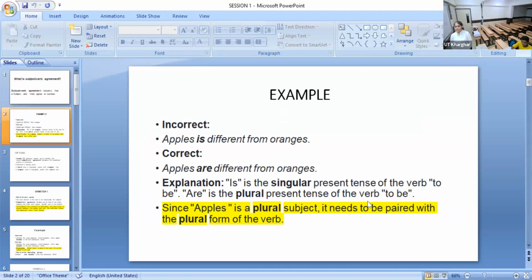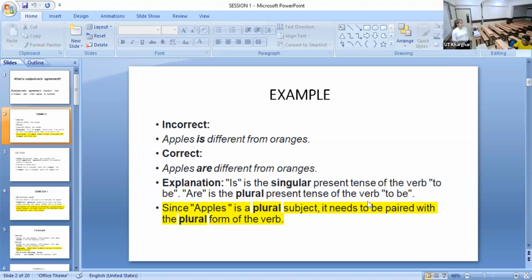Can you read out the incorrect sentence, Saina, for me? Apples is different from oranges. And the correct one? Apples are different from oranges. So this is clear. Plural goes with plural, singular goes with singular. So here, number means you can just write down S goes with S. S means Saina? Singular. Good. P goes with P.